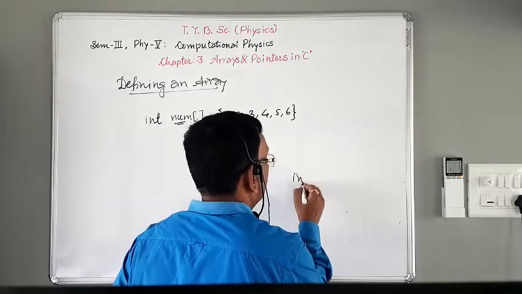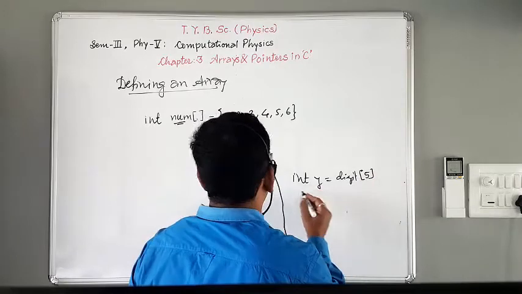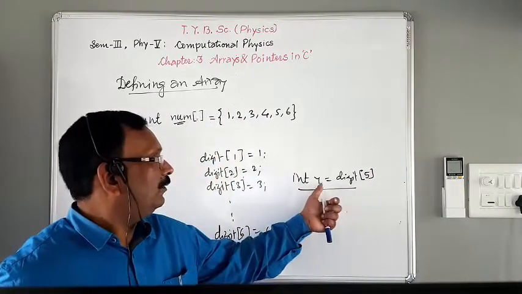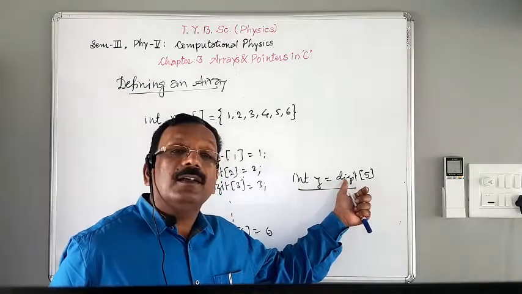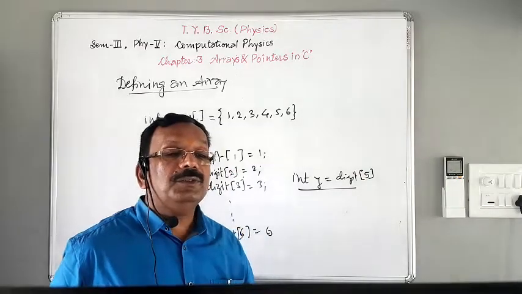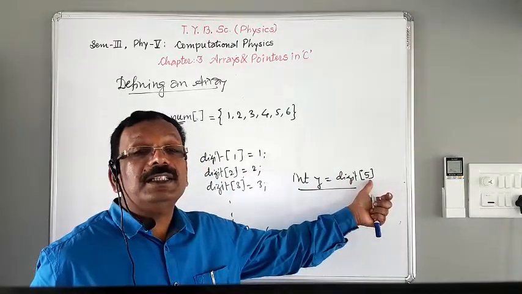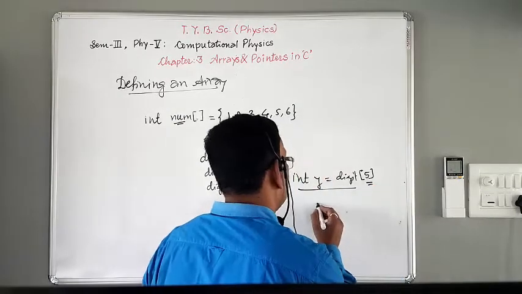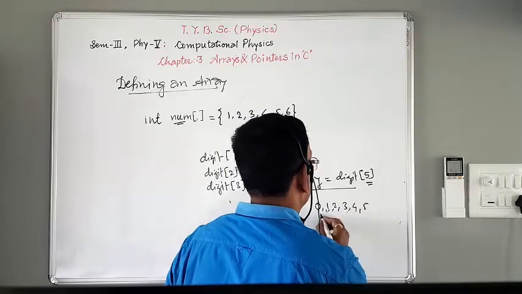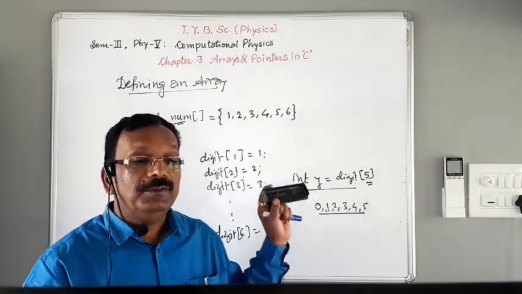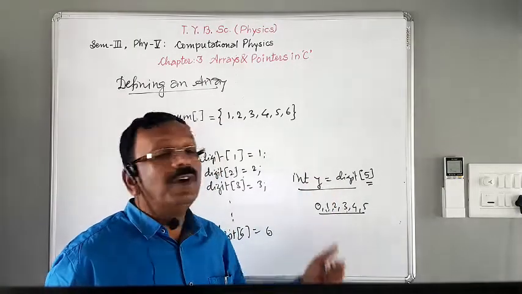For example, if we write integer y is equal to digit 5, here y is the variable, digit is the array name and 5 is the element. Remember that this statement will take the 6th element, though we declare 5, because every element starts from 0, 1, 2, 3, 4, 5. So there are 6 elements. This statement will take the 6th element from the array and assign it to y, where the type of y is integer.